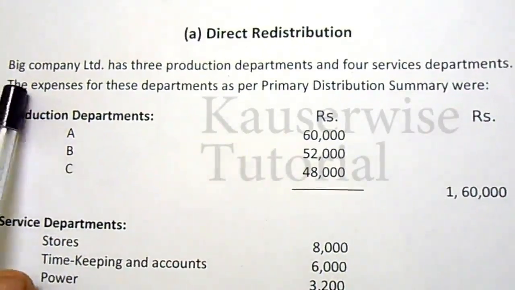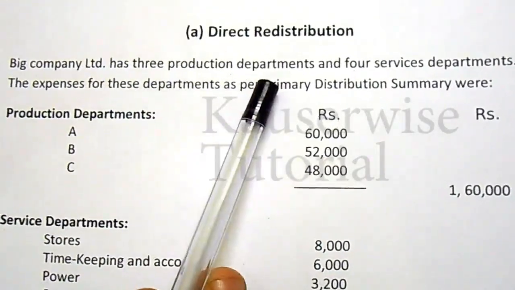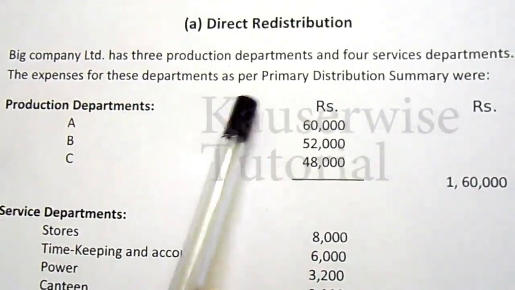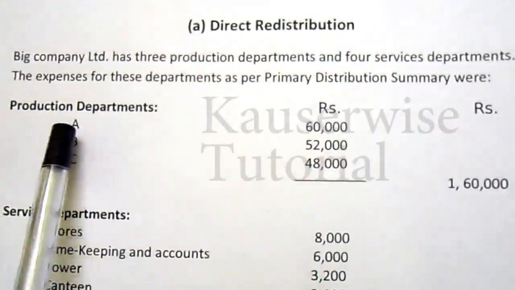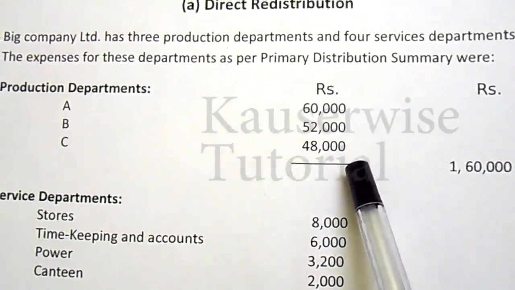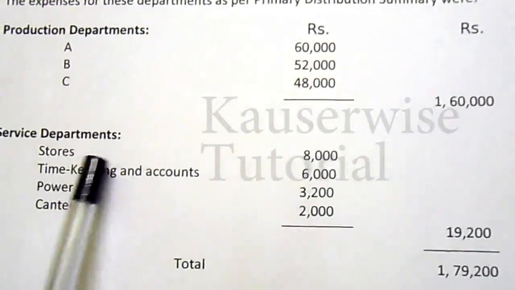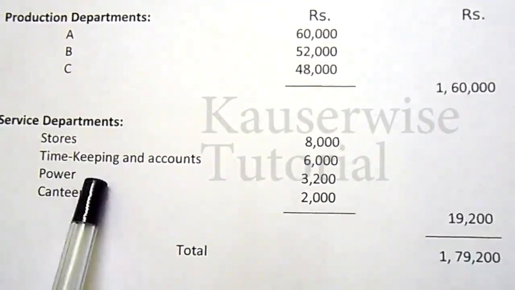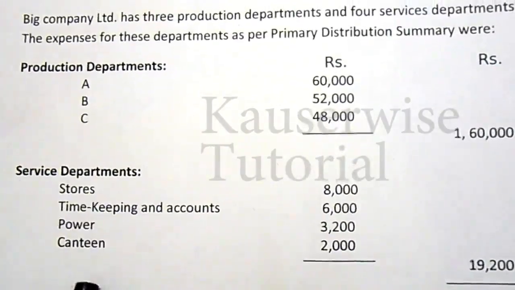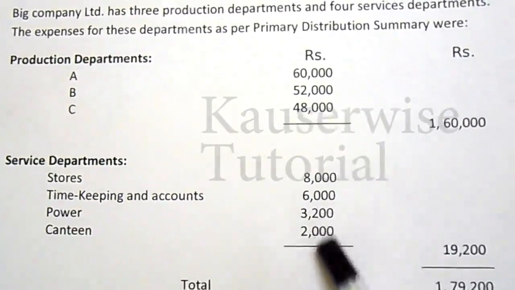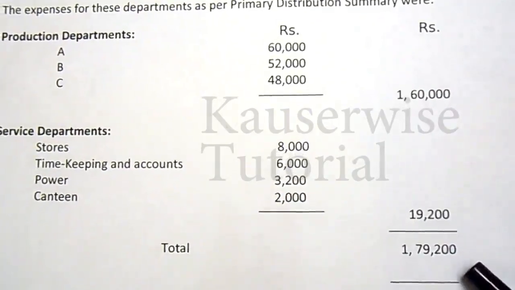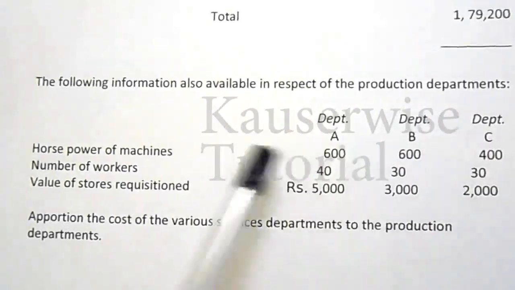Look at this problem. Big Company Limited has 3 production departments and 4 service departments. The expenses for these departments as per the primary distribution summary were: the 3 production departments A, B and C, 60,000, 52,000 and 48,000. And then the service departments are stores, timekeeping and accounts, power and canteen. These are the 4 different departments which come under service departments. The total cost, both production department cost and service department cost, totals 1,79,200.